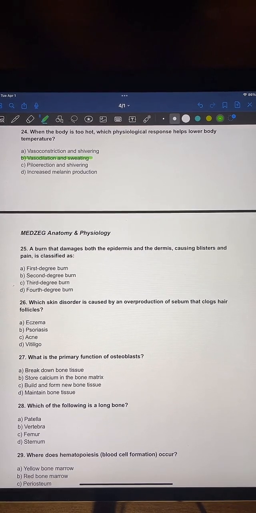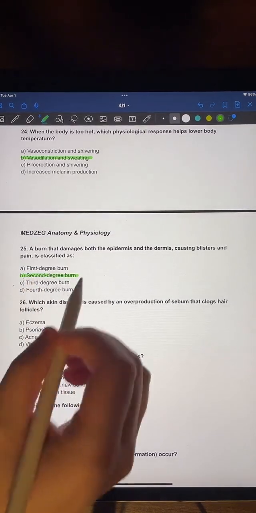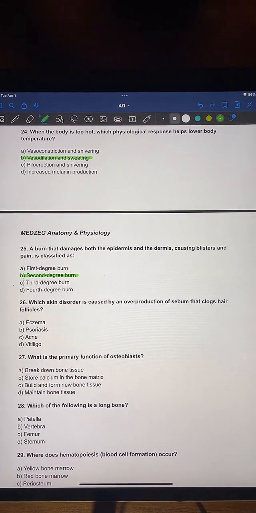Number 25 now, a burn that damages both the epidermis and the dermis, causing blisters and pain, is a second degree burn. First, answer choice A, that's only the epidermis. Third degree destroys the epidermis and dermis, affecting deeper tissue. And fourth degree burn extends into muscles and bones.